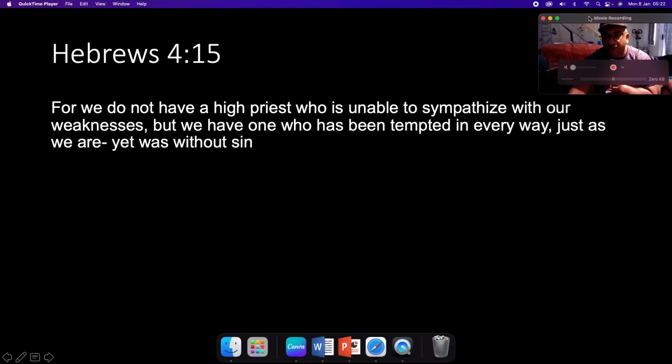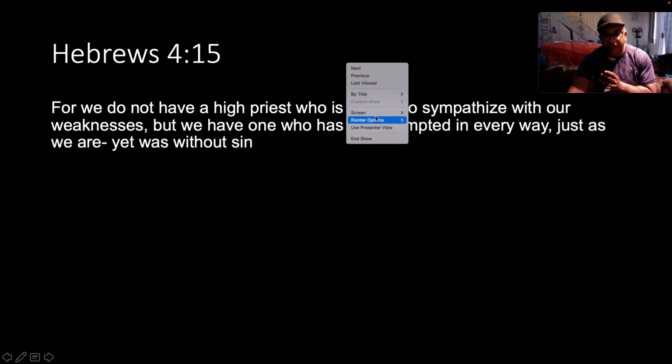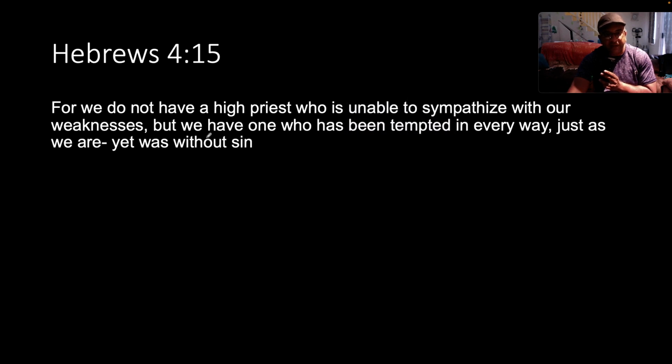The book of Hebrews, chapter 4, verse 15, declares for us that we do not have a high priest who is unable to sympathize with our weaknesses, but we have one who has been tempted in every way just as we are, yet was without sin. See, Jesus Christ is our example because, yes, he was God, but he never used his powers as God to resist temptation on this earth. So he faced temptation in exactly the same way that you and I face temptation today.